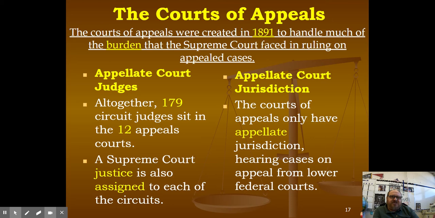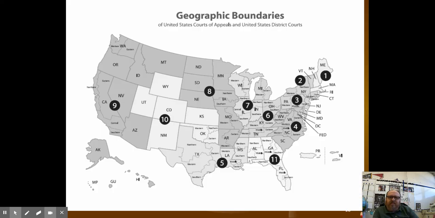Appellate court jurisdiction: the courts of appeals only have appellate jurisdiction. It's all that they can do. They hear cases on appeals from lower federal and sometimes state courts. So here are the 12 courts, geographically placed.